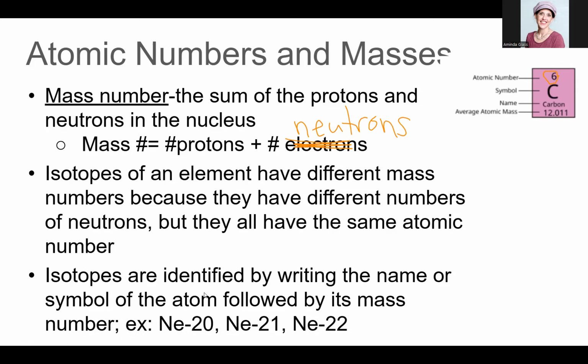Isotopes are identified by writing the name or the symbol of the atom followed by its mass number. So here we have neon 20, neon 21, and neon 22. You don't have to write isotope, neon full name 20. You could just do the abbreviation with the hyphen. It makes it easier.